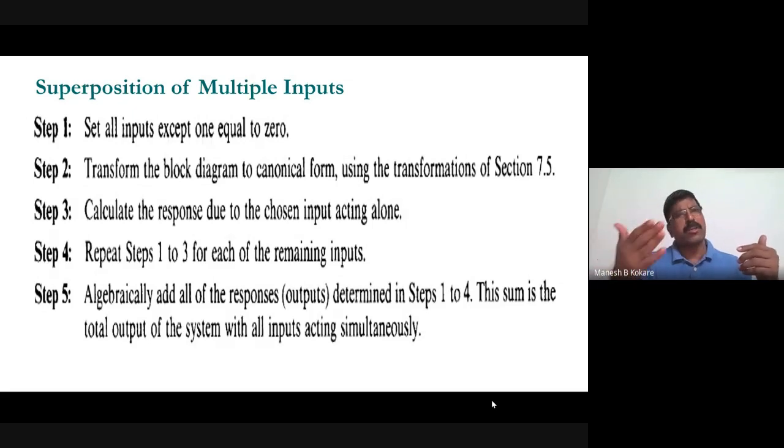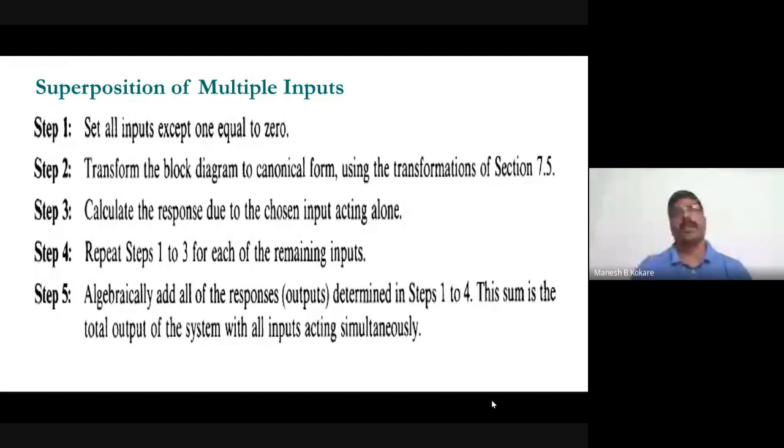If there are three inputs, suppose for example R3 you have considered. At that time, you have to consider R1 and R2 as 0 and find C3 by R3. Suppose there are only three inputs and three outputs. So you have found C1 by R1, C2 by R2, and C3 by R3. Once you have calculated those, then according to the superposition principle, you just add algebraically: the overall transfer function C(s) by R(s) equals C1 by R1 plus C2 by R2 plus C3 by R3. In that way, you can find the overall transfer function of a multiple input, multiple output system, right?